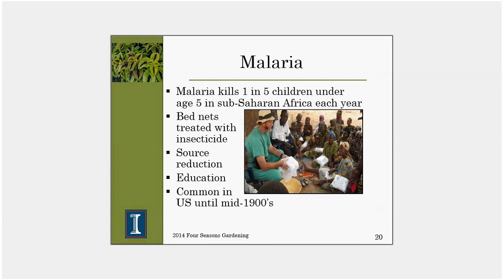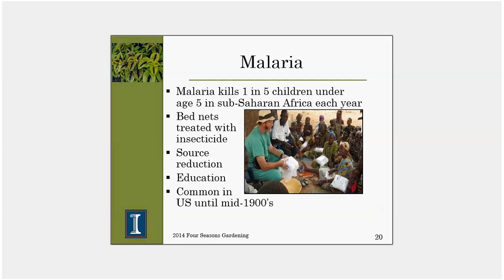So it is something where we just let our emotions get in the way of us, and people die as a result. Source reduction is what's the best method of controlling mosquitoes and malaria in particular, and that's what we did in this country more than anything else.